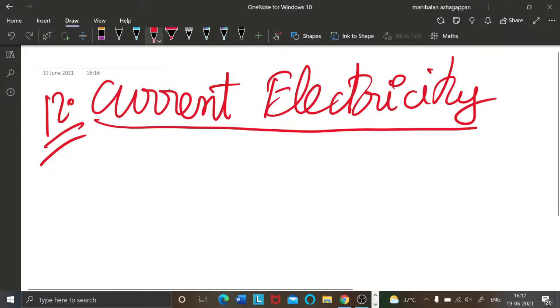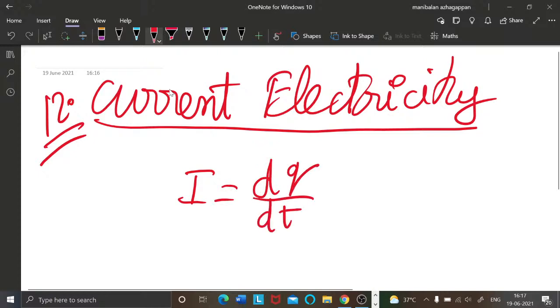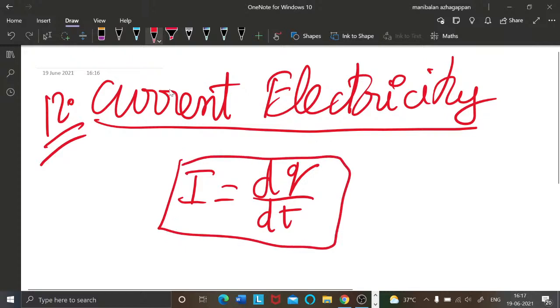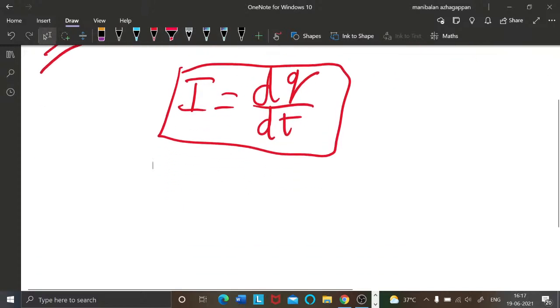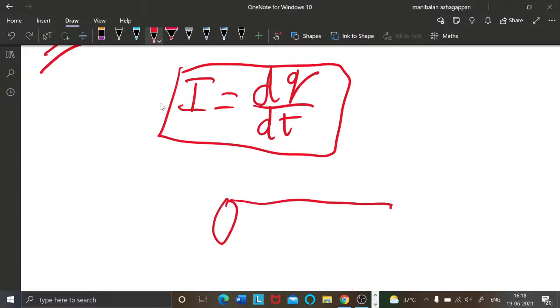First one is defining current. Current is defined as the rate of flow of charge. The rate of flow of charge, we can take it as current. In case we have a conductor, so conductor and insulator: a conductor has a lot of free electrons, an insulator has fewer free electrons.